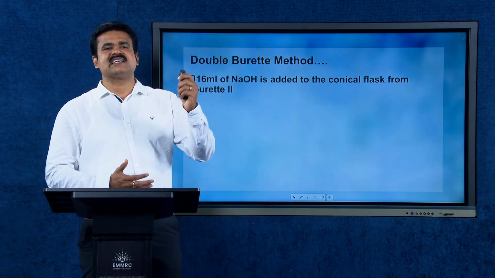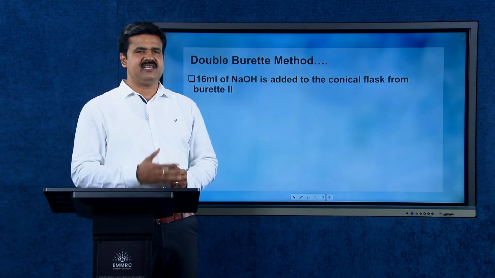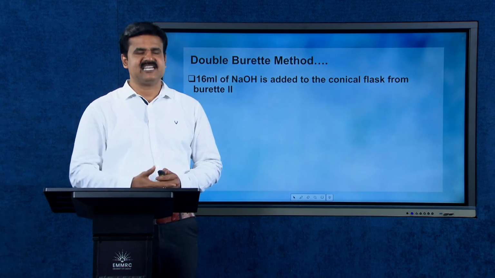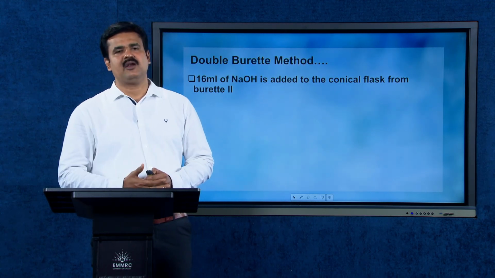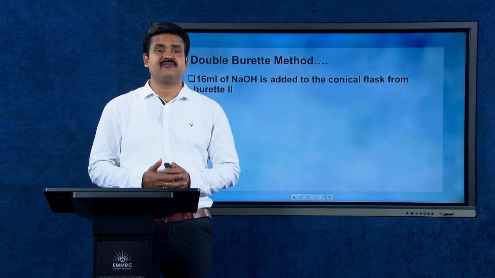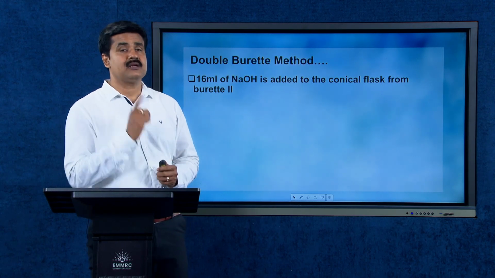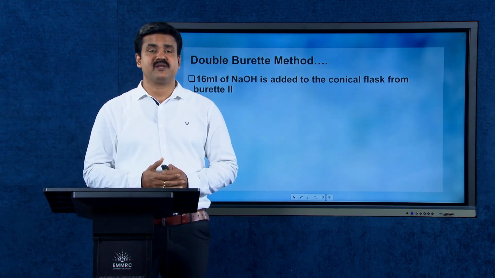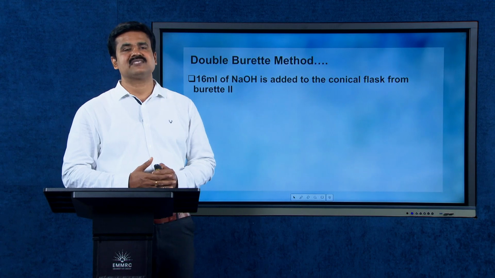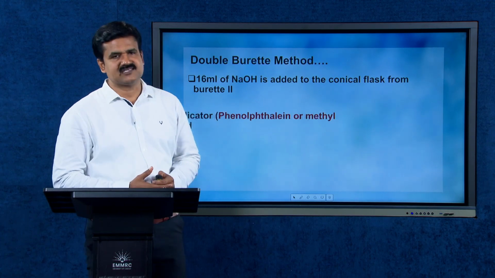Now, take 16 ml. This quantity may vary. This is a generalized quantity. For the sake of convenience, we are fixing it as 16 ml. Take 16 ml of the base, that is sodium hydroxide, added to a conical flask from burette 2. Remember, burette 2 is filled with the sodium hydroxide, and you have to drain 16 ml of sodium hydroxide from burette 2 into a conical flask.